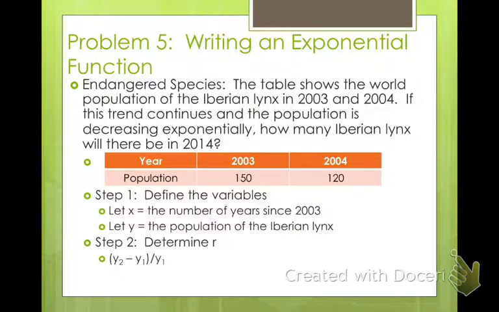So what we want to do is we take y2 minus y1 and divide it by y1. So what's that difference? So 120 minus 150 and then divide that by 150. What was our rate of decrease? If you put that in, you get negative 0.2. Does it make sense that it's a negative number? I would say yes. Okay, so we found what our rate is. Now to determine how many there will be in the year 2014, we want to have our initial population from 2003, 150, with our rate of decrease at 0.2, and then how many years is it from 2003 to 2014? That's 11 years.